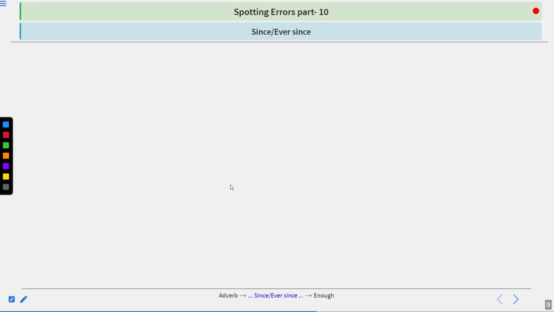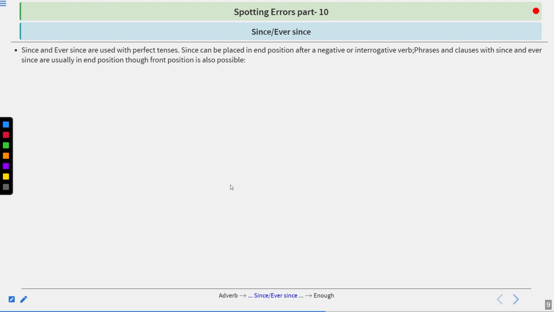Since and ever since. Since and ever since are used with perfect tenses. Since can be placed in end position after a negative or interrogative verb. Phrases and clauses with since and ever since are usually in end position, though front position is also possible. I hope you have understood. Here we are talking about the positions and the uses.